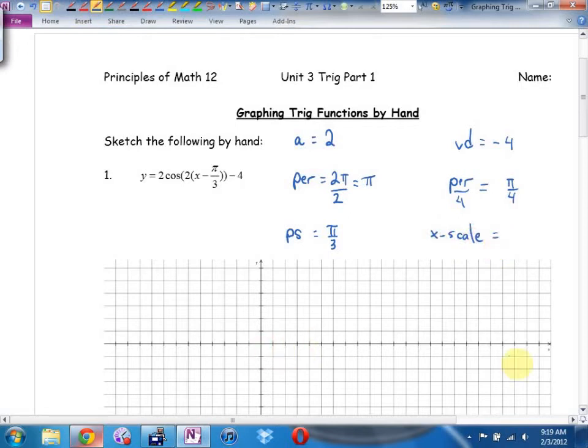What's the denominator here? It's invisible. Here, the best scale you can pick is pi by 12. Okay. And you'll see why that's so nice in a second.